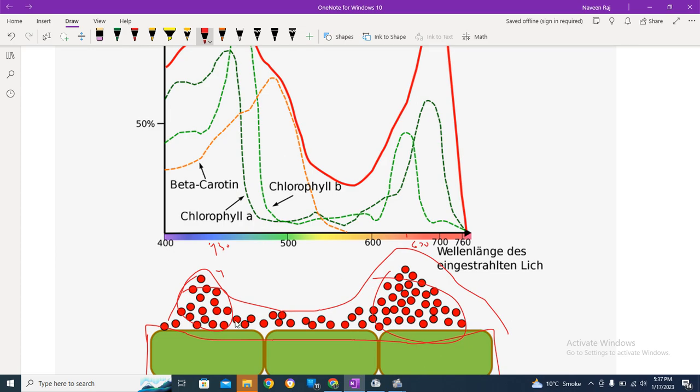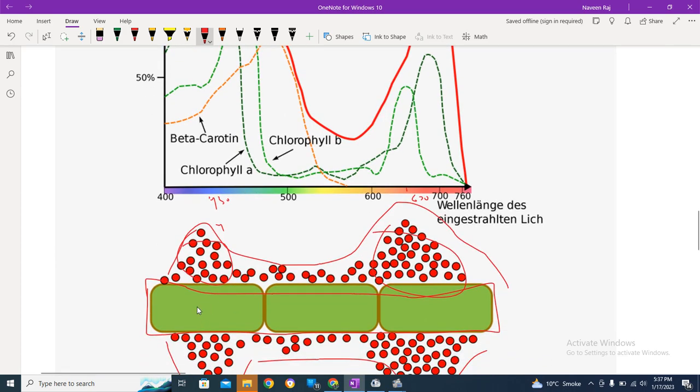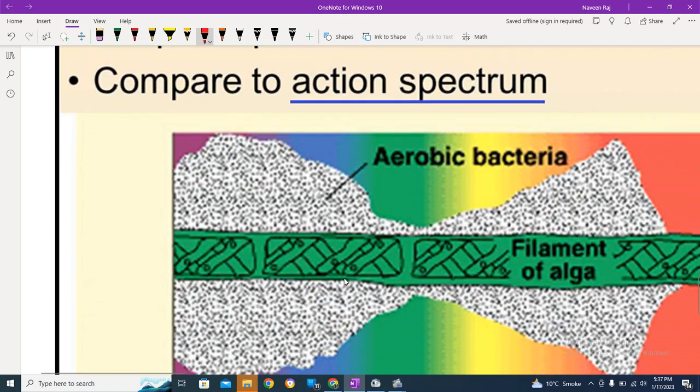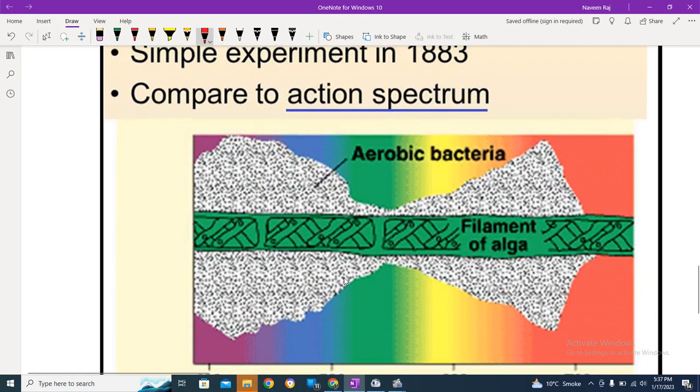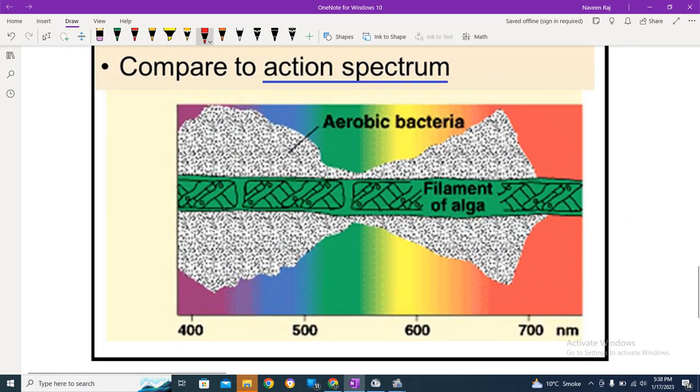Now this means that at these positions more oxygen is being released into the outside. Here is another picture, and you can see the same thing again. There we have the filament of alga and the aerobic bacteria. Now you can see there is a constant variation.